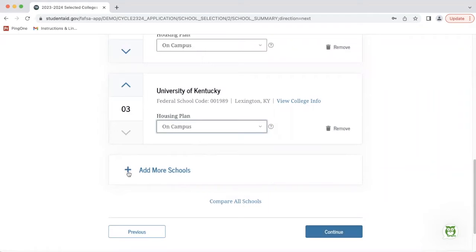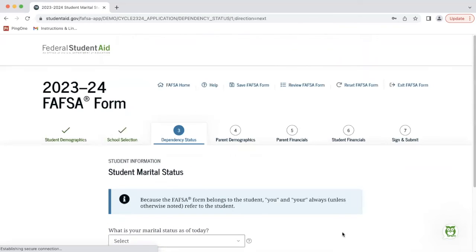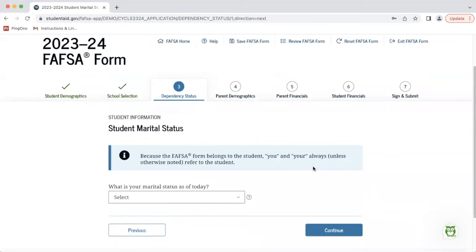Again, if you have any more schools that you would want to add, it gives you an option to do so there. Now let's say you complete this thing in October, and maybe a month later, another college pops up on your radar. You can always save this thing and come back in later and add more schools if you would like and resubmit. So don't think you have to have it all figured out when you complete this the first time.